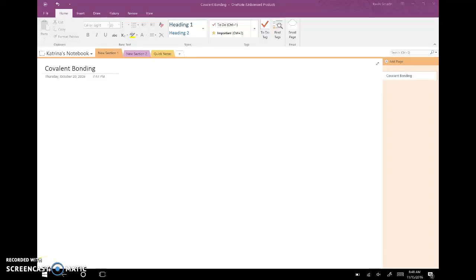All right, so a brief overview of covalent bonding, hopefully to mirror what I did with ionic bonding. Covalent bonding is when electrons are shared, right? Ionic bonding was when electrons were transferred. This happens when atoms have similar electronegativities.